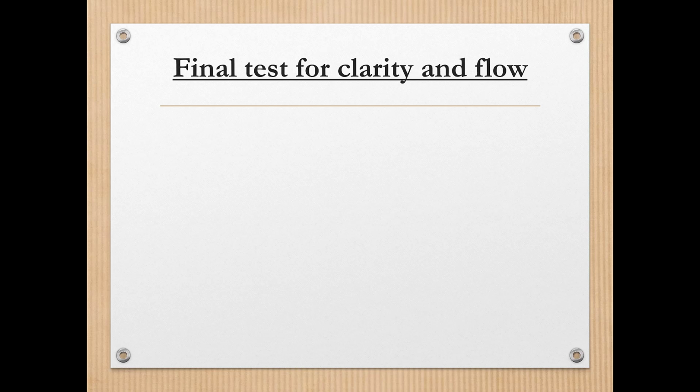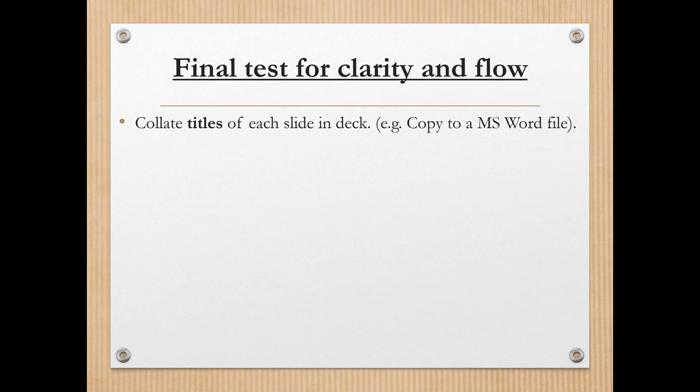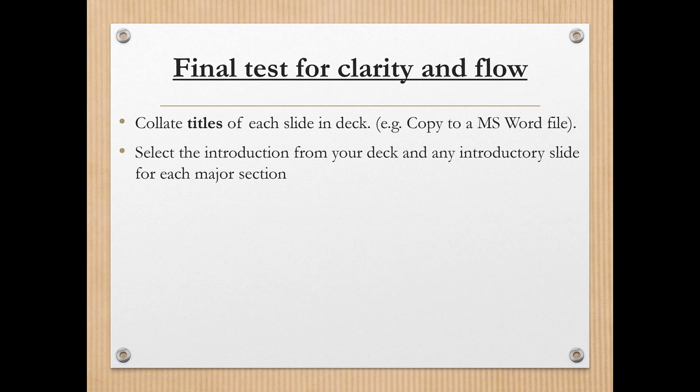So this final test for clarity and flow in your presentation: collect together the titles of each slide in the deck. You might, for example, copy these to a word processor file. Then you want to collect the introduction from your deck. So that might be several slides, and any introductory slide for each major new section. Maybe you introduce a topic with an introductory slide at the beginning of that topic. So you want to collect those together.